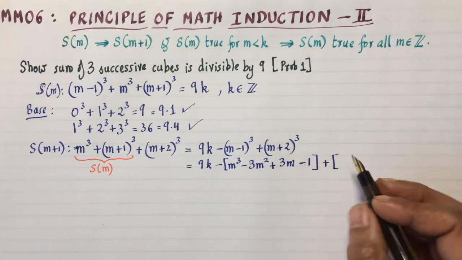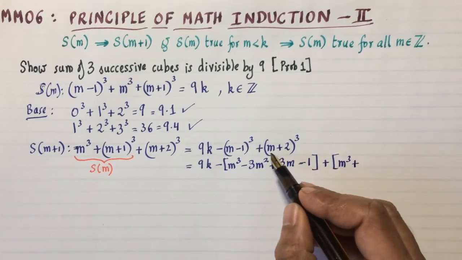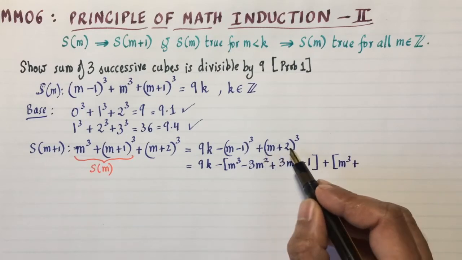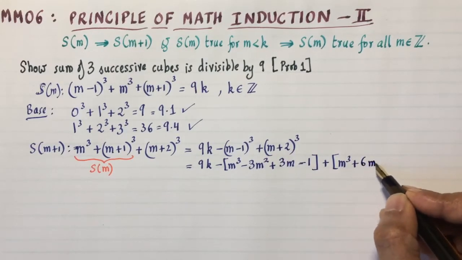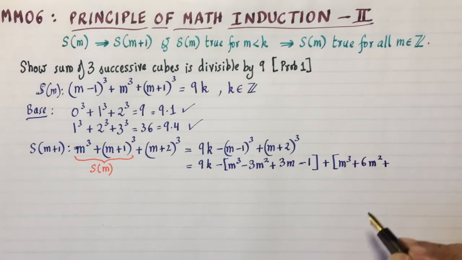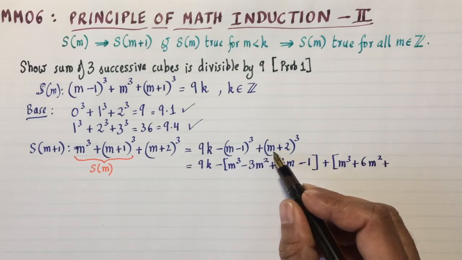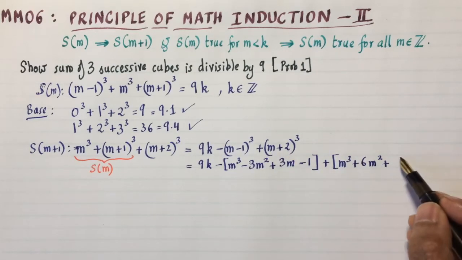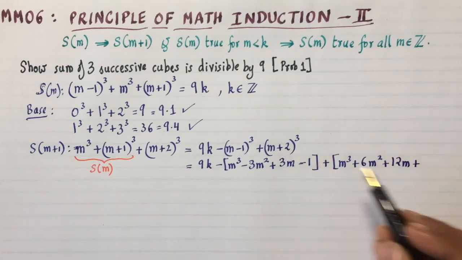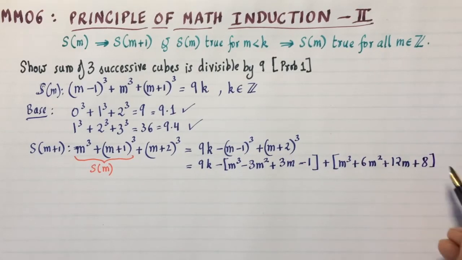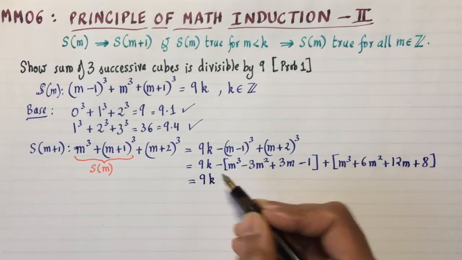(a plus b) cubed again, so that's a cubed, plus 3a squared b, so 3 times 2 is 6, that gives me 6m squared, plus 3ab squared, so that's 3m times 4, or 12m, plus b cubed, meaning 2 cubed. Let's see what we can get from this. When I simplify, I get 9k.